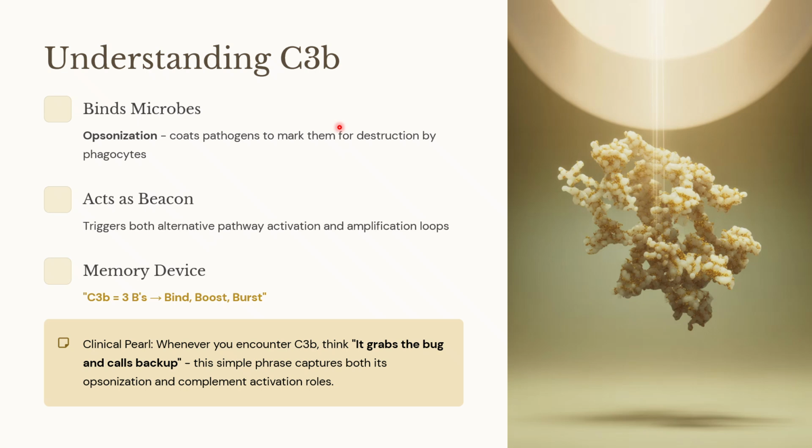So how do you remember that C3b is the one which is responsible for the alternate pathway? There is a mnemonic. C3b, that is 3b: it will bind, it will boost and it will burst by formation of membrane attack complex.